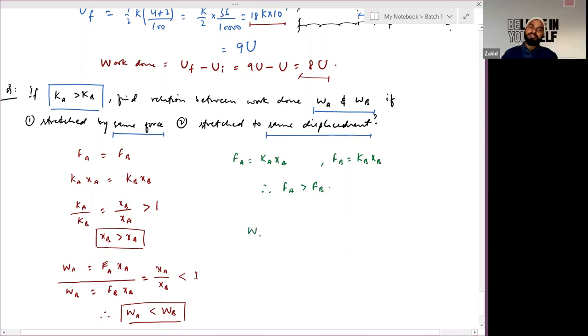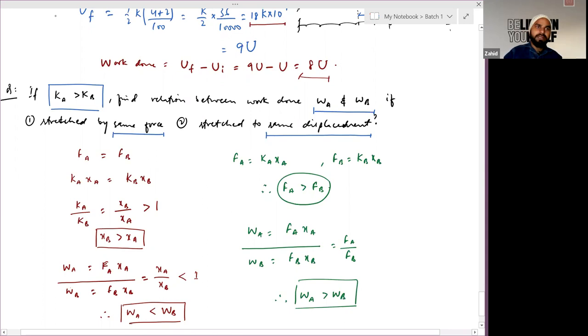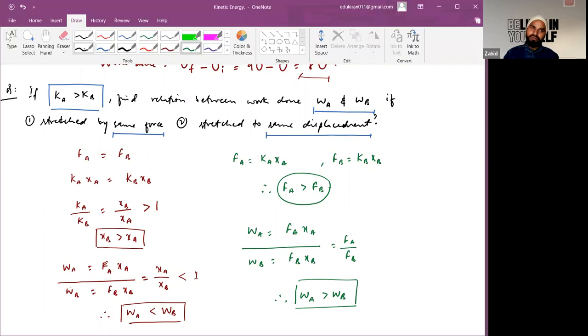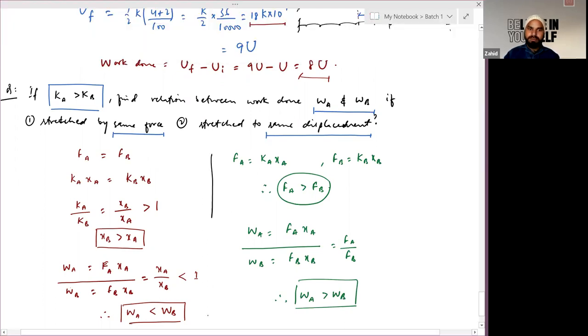Now, work done in A will be force times displacement in A. Similarly, work done in B is equal to force times displacement in B. If you divide these two terms, displacement in both springs is the same, so you get force in A divided by force in B. As we defined above, force in A is greater than force in B, so work done in A will be greater than work done in B. So this is how we define the relation for work done for two different conditions, if stretched by the same force or stretched by the same displacement.